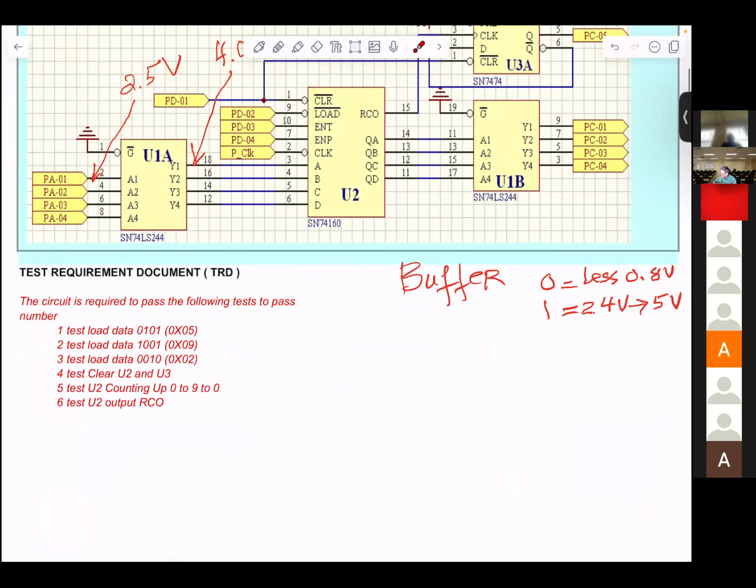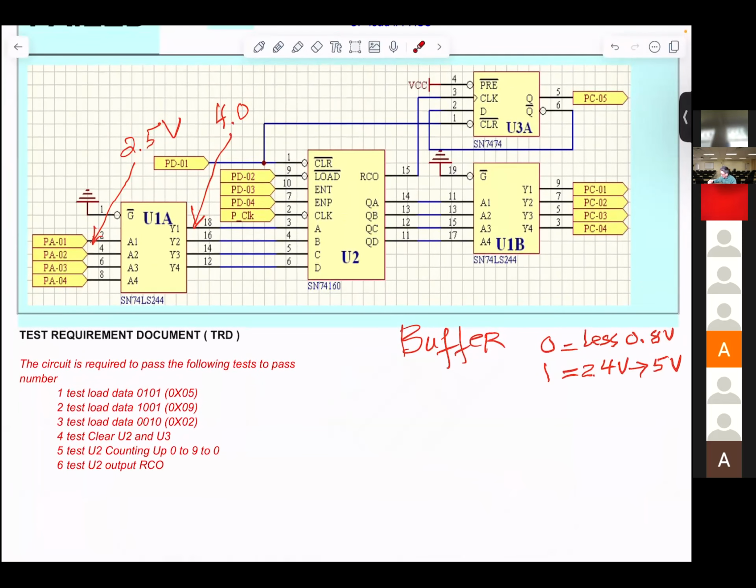Okay, now you can see this IC. You get input A, B, C, D, output QA, QB, QC, QD, and you will get a function clear. And the next function will be load, active low. If load equal 0, then QA equal input A, QB equal B, QC equal C, QD equal D. That means you are loading any number to the output. Any number you want.